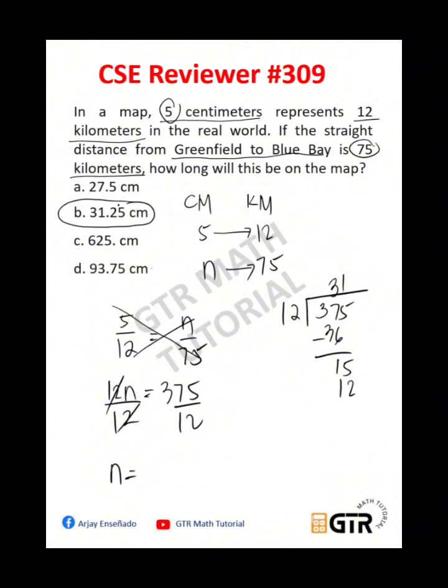So let's just continue to prove that the answer is 31.25. Add two zeros, okay? So we subtract this, we have 3, bring down 0. So 30 divided by 12, we have 2. 2 times 12, 24. Subtract again, we have 6, bring down the last 0. 60 divided by 12 is 5. 5 times 12 is 60. So therefore, the answer is 31.25, letter B.